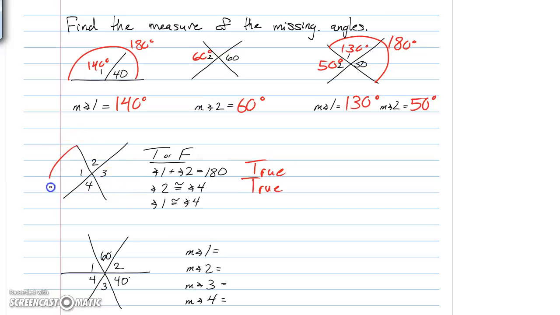Angle 1 is congruent to angle 4. Well, we know angle 1 and angle 4 are 180. So the only way that they could be the same is if they were 90 and 90, but we don't see these boxes anywhere, so we don't know that they're 90 and 90, so we can't assume that, so we'd have to say that's false.